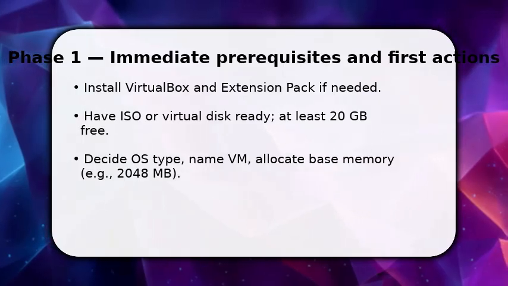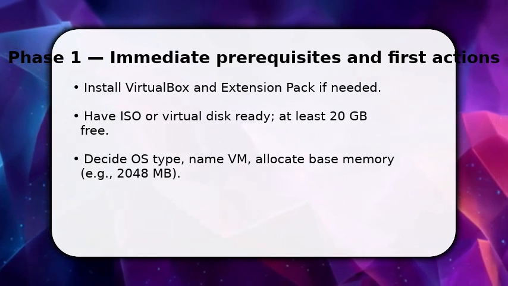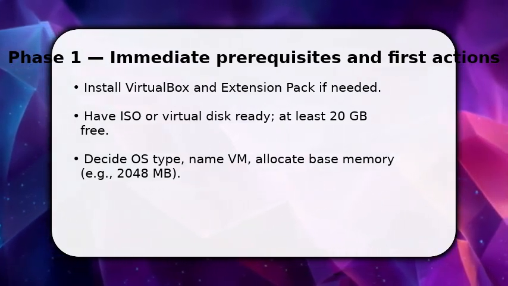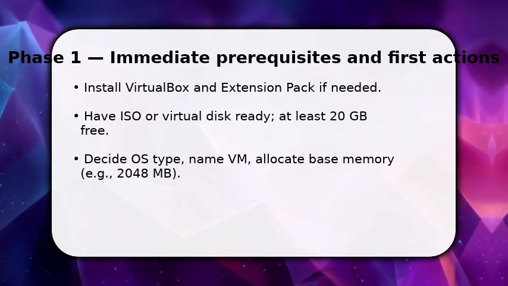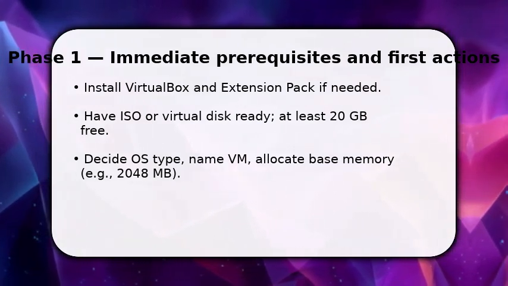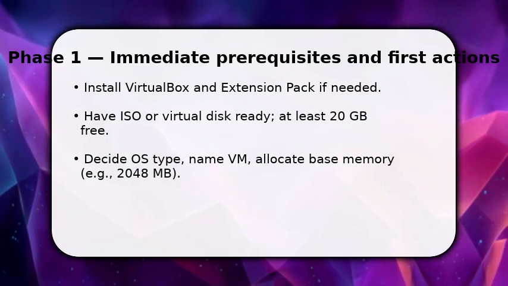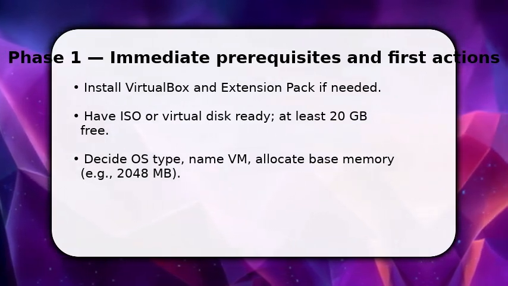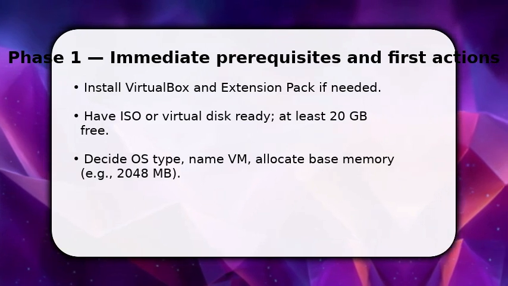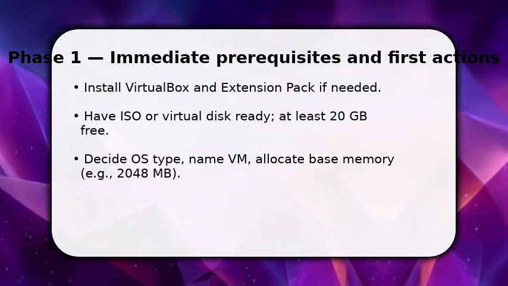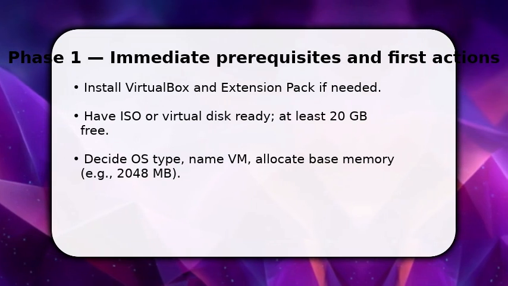You begin by naming the VM and choosing the correct OS type. This matters because VirtualBox applies optimized defaults. Once done, set the base memory to a safe value like 2048 MB or more for modern systems. Make sure to point the VM to an ISO or existing virtual disk. Without media, you cannot proceed.